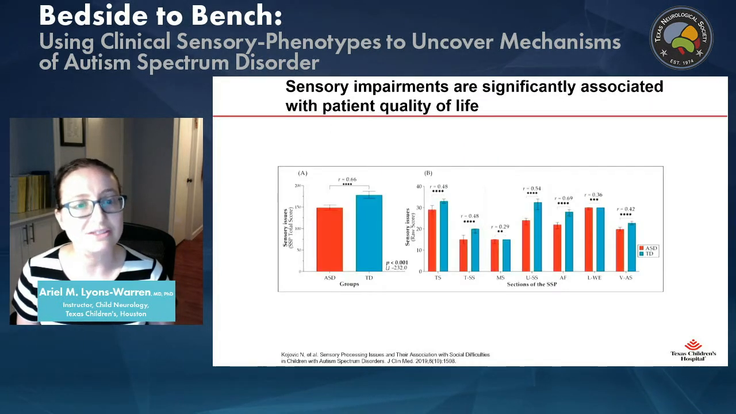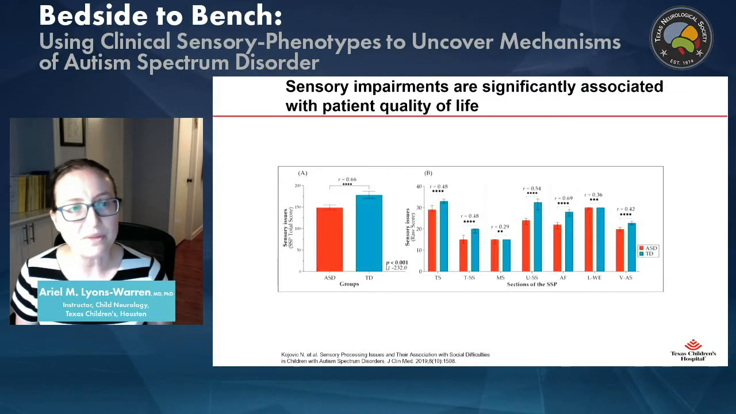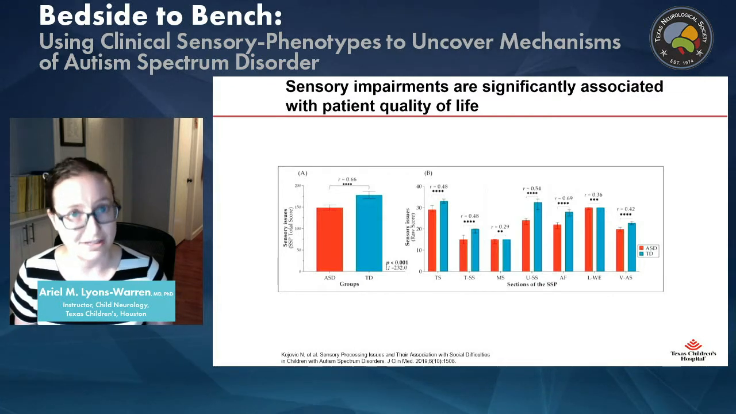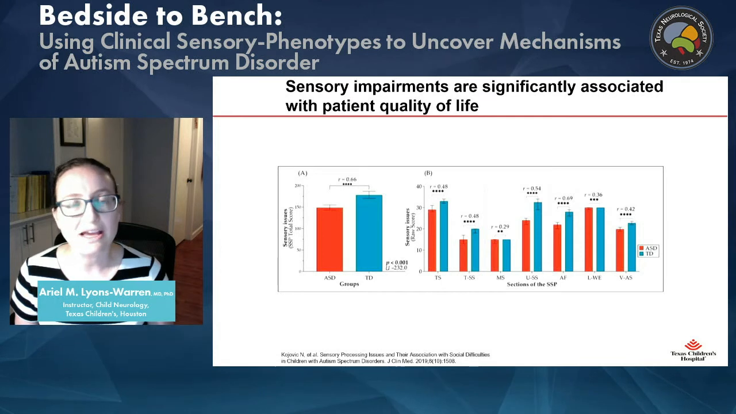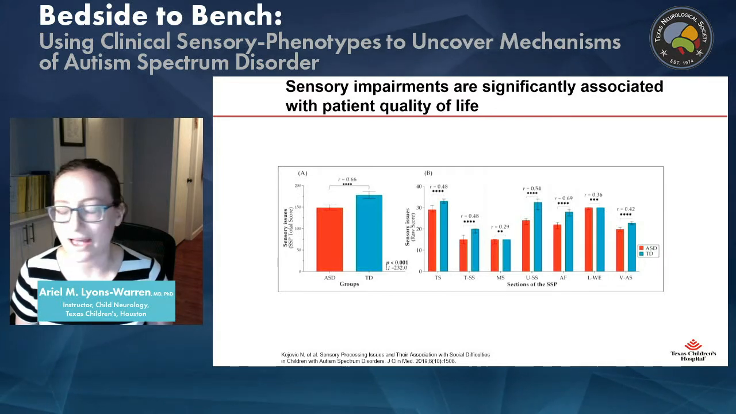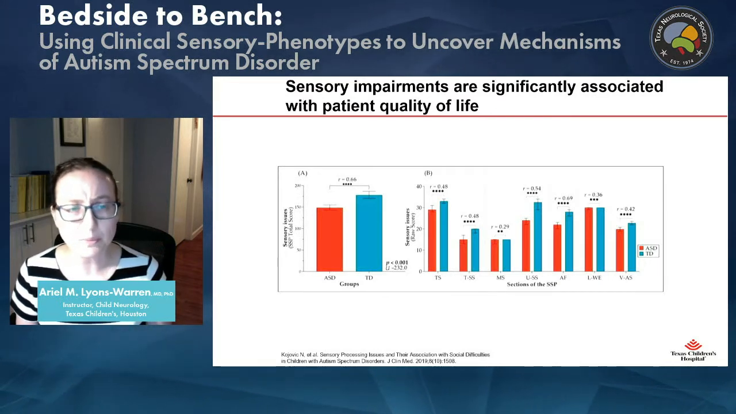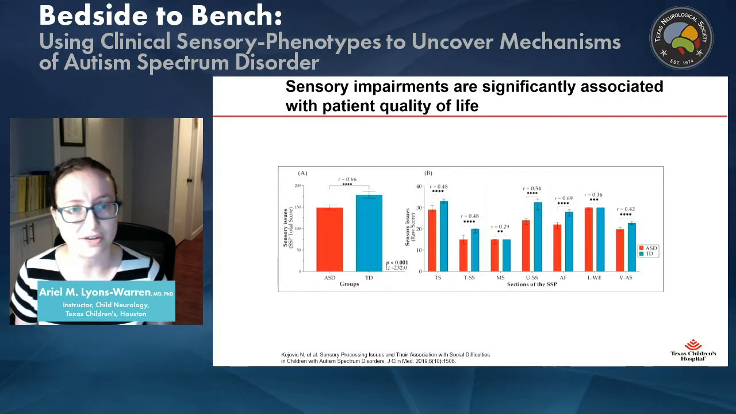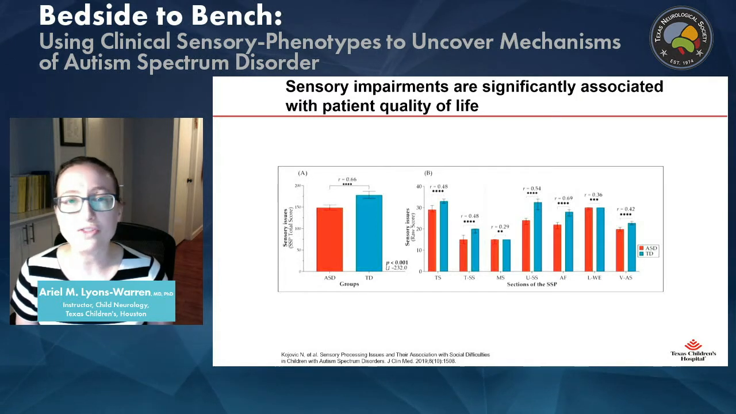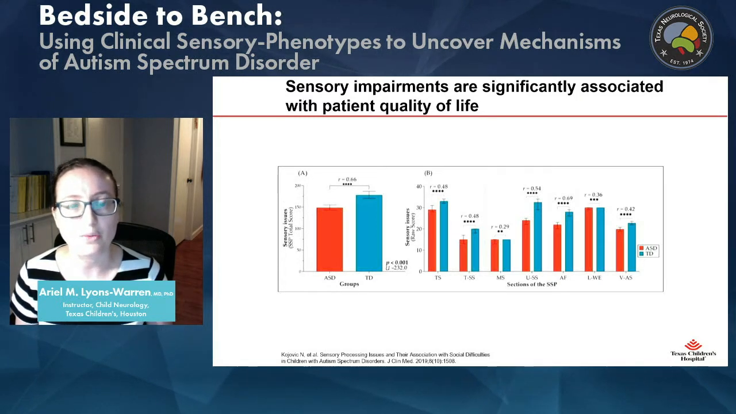In this 2019 study by Kojovic et al., they looked at a group of children with autism, whose data are shown in red, compared to typically developing children, shown in green. On your left, what you're seeing is the total sensory score. As is well established, the scores in the children with autism were lower, indicating more sensory issues than the typically developing children. And this was true across all the sub-areas of the sensory profile, which they used in this study.